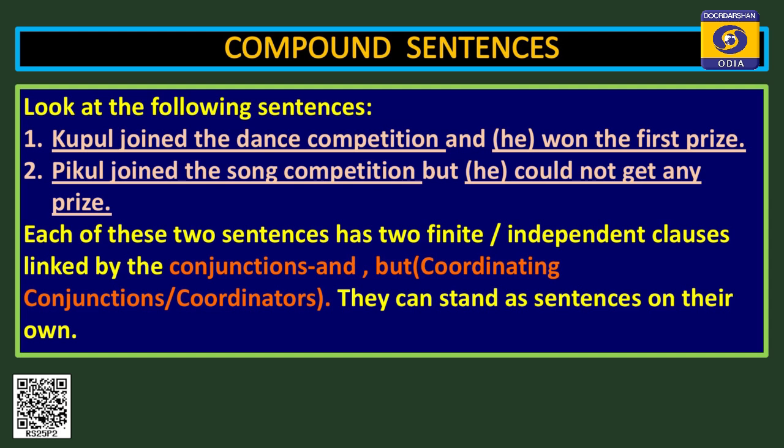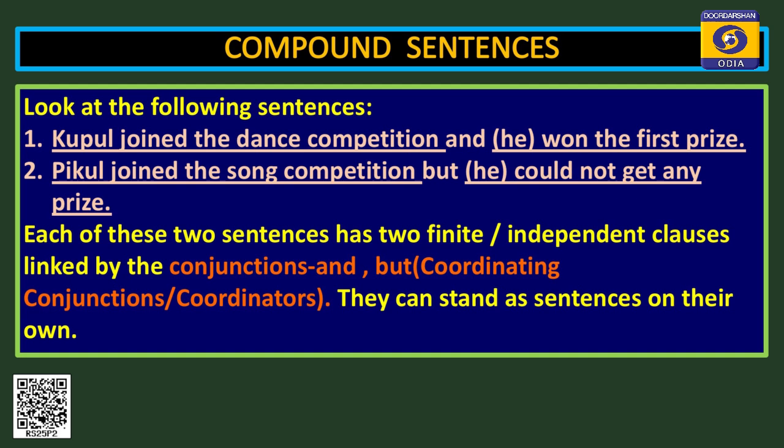So, Pickle joined the song competition, this is one finite clause, and he could not get any prize, that is another finite clause. There are two finite verbs, two finite clauses, and these two finite clauses in each sentence are independent clauses, linked by the conjunction and in sentence number 1 and by the conjunction but in sentence number 2. That is why these two sentences are compound sentences.